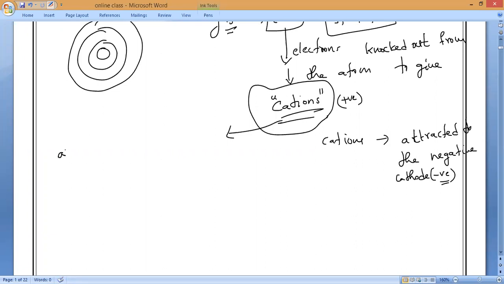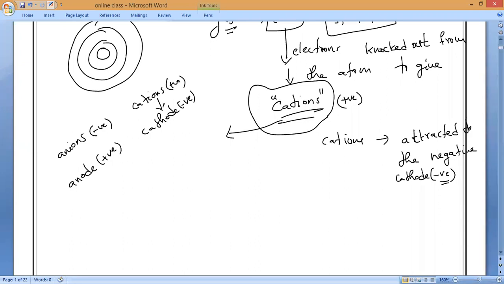Remember, anions have negative charge. Anode has which charge? Positive charge. In the same way, cations have positive charge, but cathode is negative charge. Cations will be attracted to the cathode, anions will be attracted to the anode. That is what you have to remember. Okay, so once all the electrons are knocked out from the atoms, all these cations form.